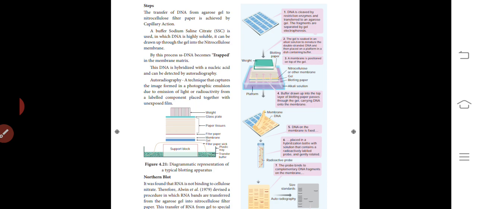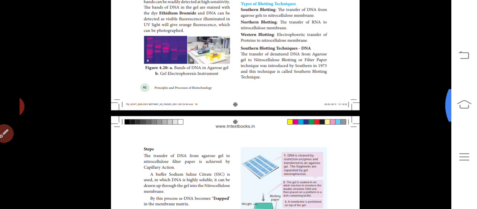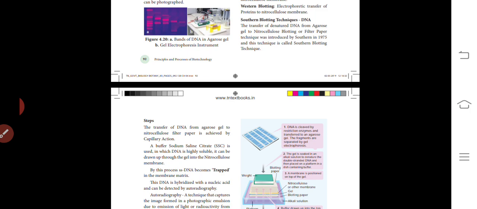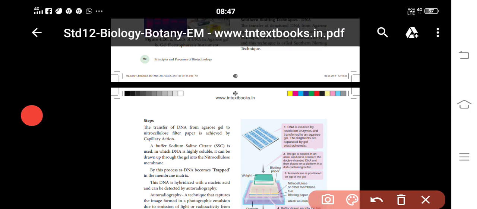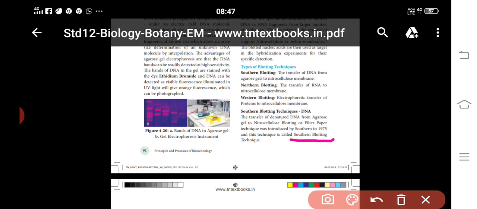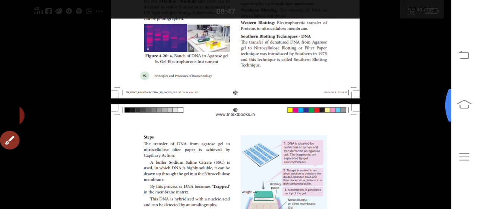So what is that? Southern blotting. Already I told you that in Southern blotting you have to transfer DNA from the agarose gel to the nitrocellulose membrane. This nitrocellulose membrane blotting was introduced by Southern. That is why the technique is called the Southern blotting technique. So what are the steps involved in this Southern blotting technique?